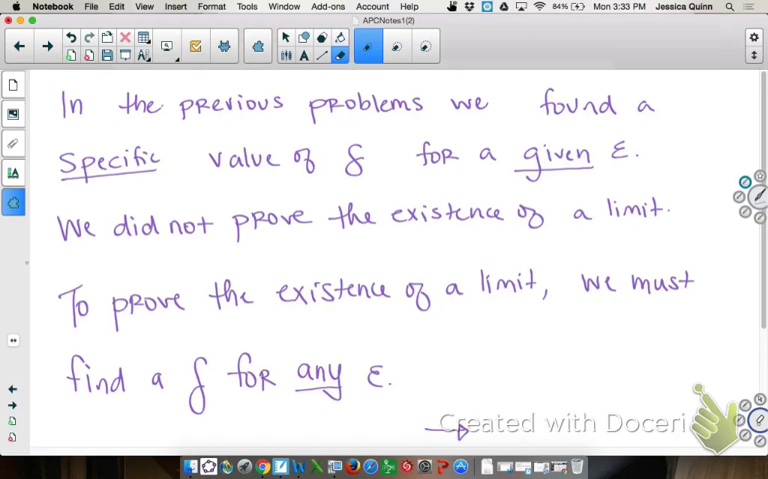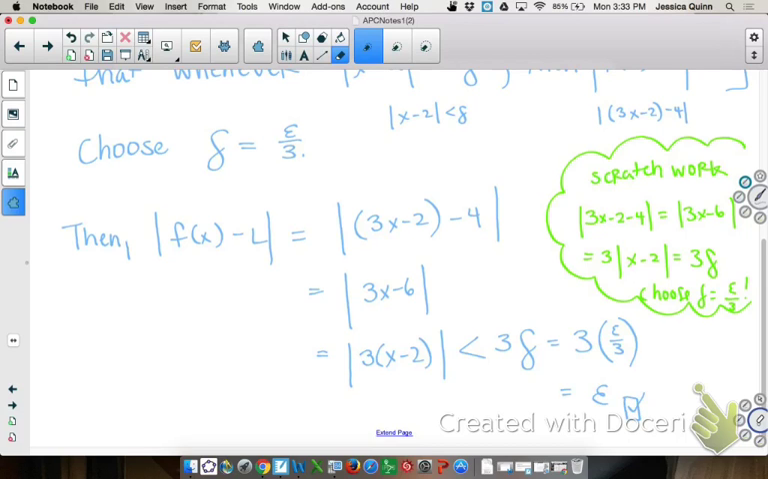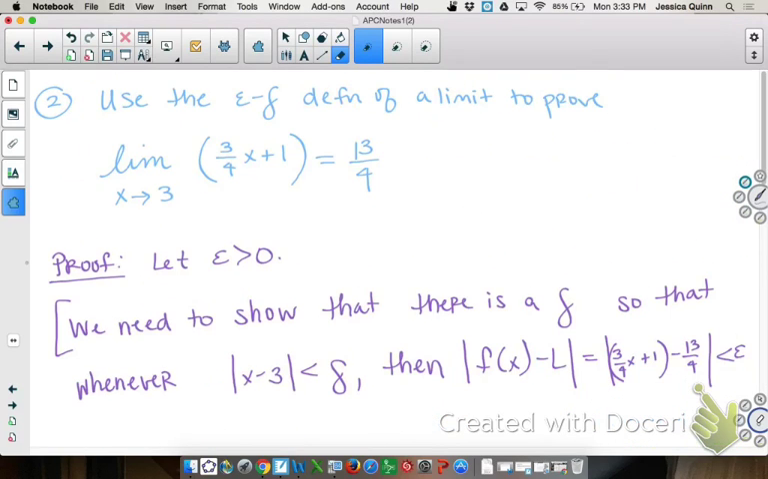But if we want to prove the existence of a limit, then we have to show that there's a delta for any given epsilon, not just this random one that was chosen for us by the book or by the book's author. So that's what we're going to be doing in these next two problems. I'm just going to walk you through one of them and then hope that it makes sense. And then the second one is over here, and I don't know, we'll see how it goes.